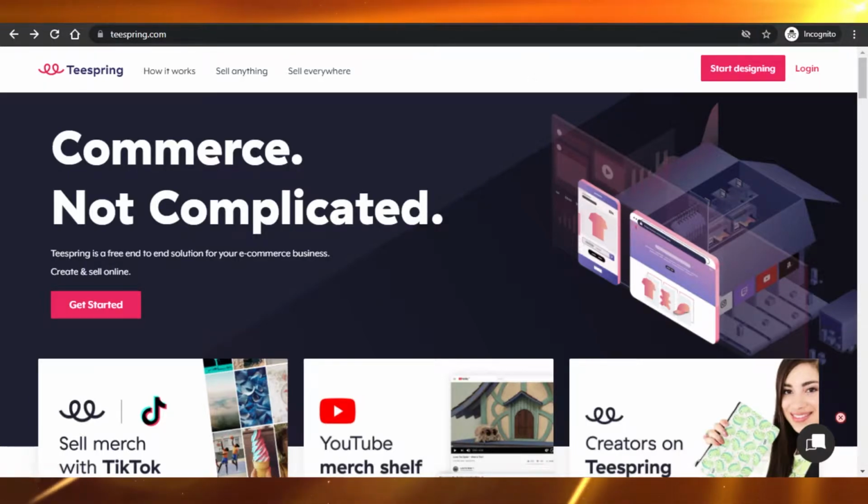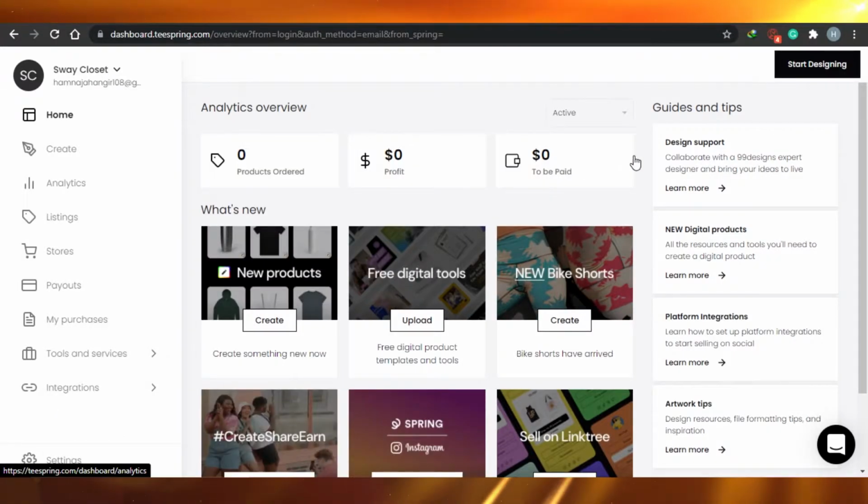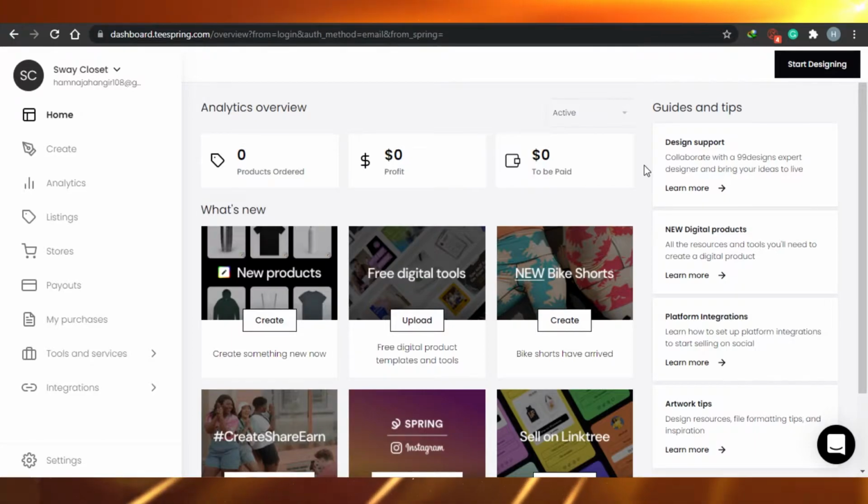Let me take you to a dashboard of Teespring. So this is what the dashboard of Teespring looks like. Now you can see that I literally have zero profit and zero to be paid. Everything is zero right now because we're starting from scratch, and you're doing the same. And you're here to know how you actually make money, how you advertise your product.